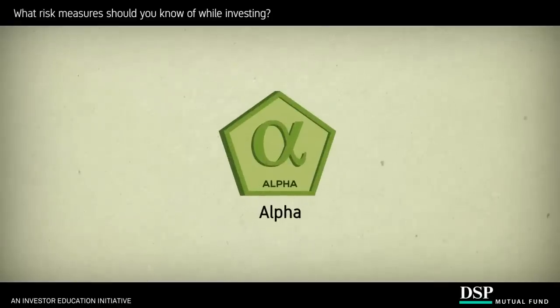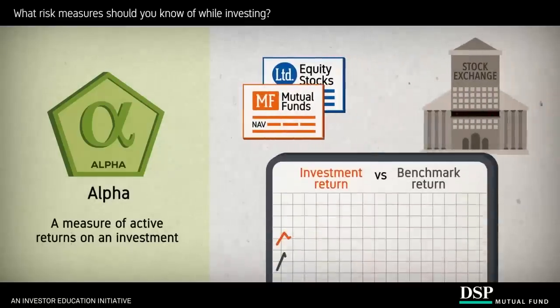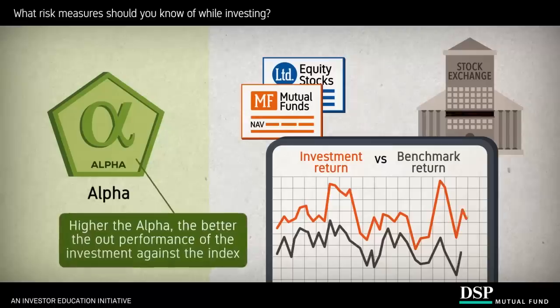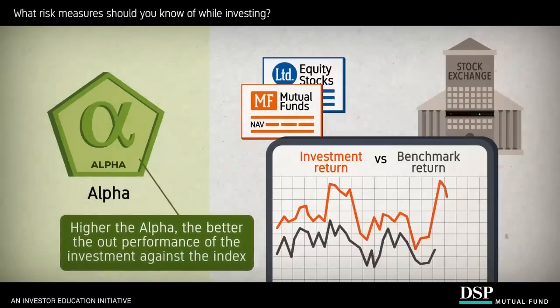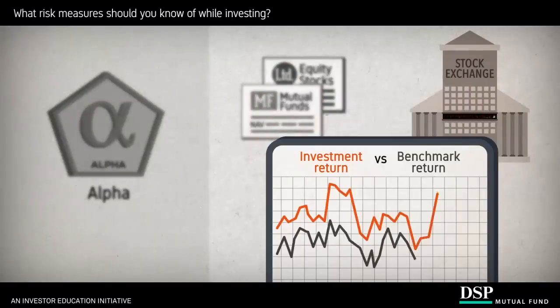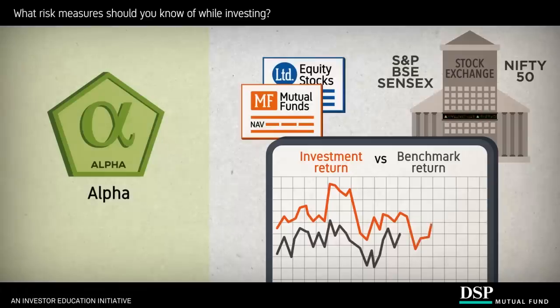Let us begin with alpha, which is a measure of active returns on an investment. Alpha tells you if the investment return outperformed the benchmark index return or the market return. Higher the alpha, the better the outperformance of your investment against the index. The benchmark index refers to any chosen market index such as the S&P BSE Sensex or the Nifty 50, against which you can compare how your investment is performing.